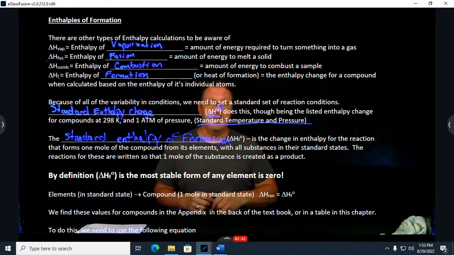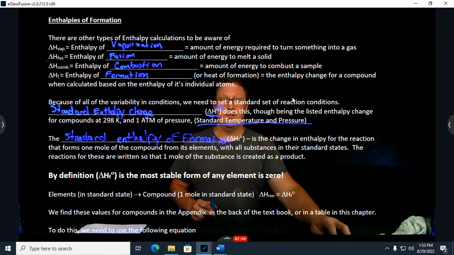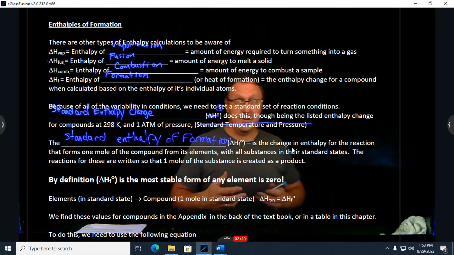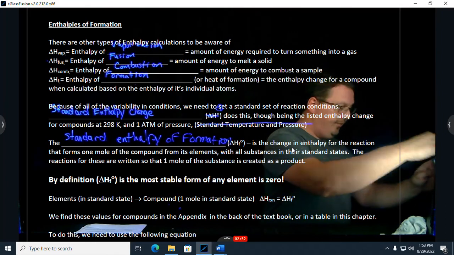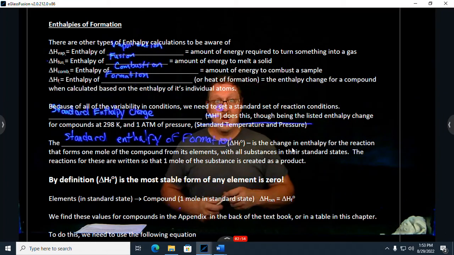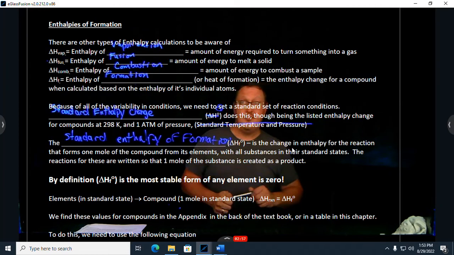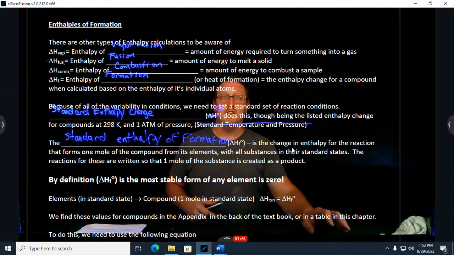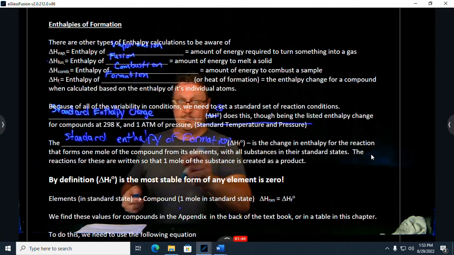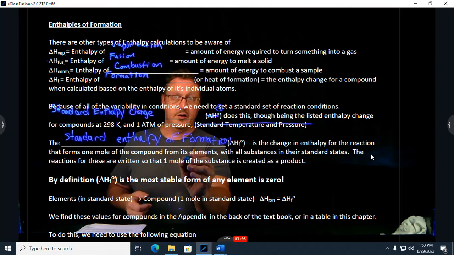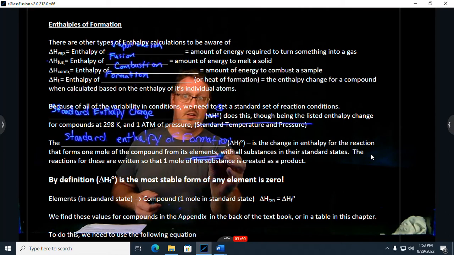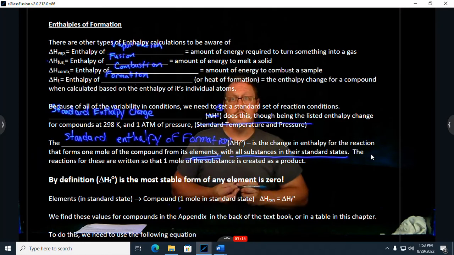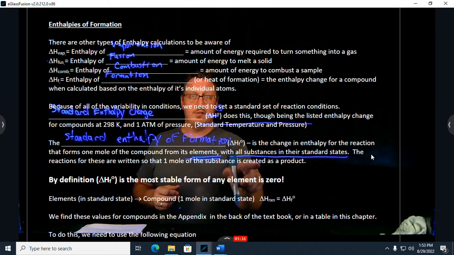So the standard enthalpy of formation, there we go, you can see it a little better. The standard enthalpy of formation, the delta H F degree sign, is the change in the enthalpy for the reaction that forms 1 mole of the compound from its elements with all substances in their standard states. And so this is where we are going to start looking at that. The reactions for these are written so that 1 mole of the substance is created as a product.